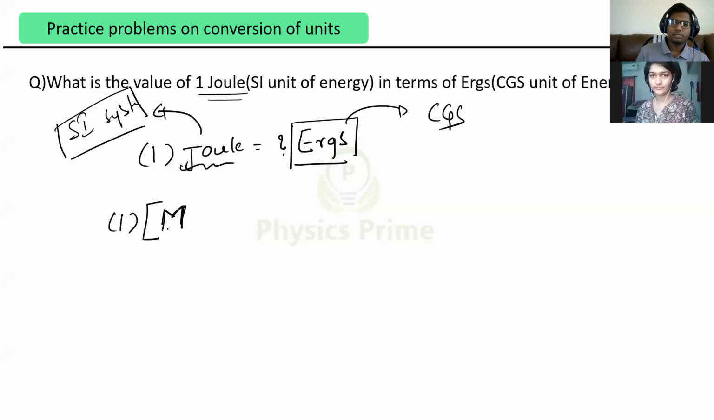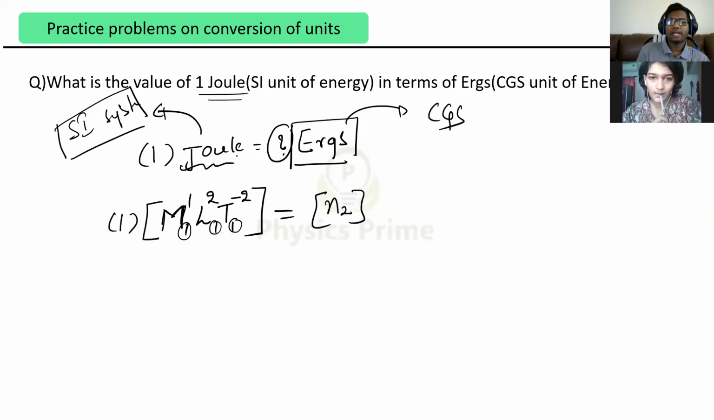What is the value? Once again, tell me. M to the power 1, L to the power 2, and T to the power minus 2, right? So in the SI system, I am writing the SI unit as the first unit, equal to n2, which we have to find out. N1 I wrote as 1. Into erg is again the same thing, energy, so I am writing the second unit M2 to the power 1, L2 to the power 2, T2 to the power minus 2.